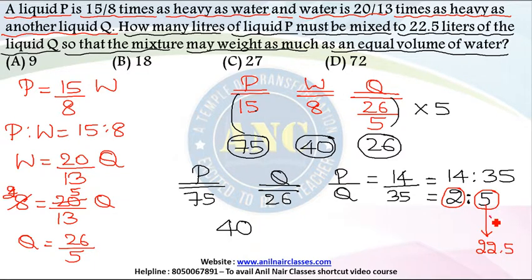5 should become 22.5. Multiply by 4.5. 5 into 4.5 is 22.5 only. 2 also multiply by 4.5. 4.5 into 2. Answer for this beautiful question is 9 liters. I hope the idea should be very clear for you, sir.